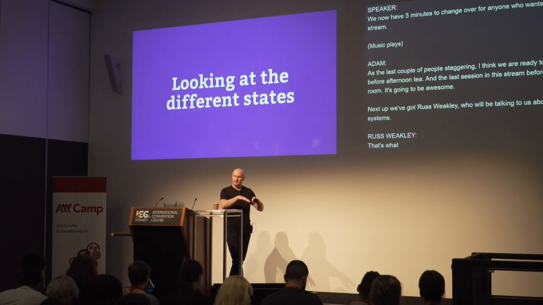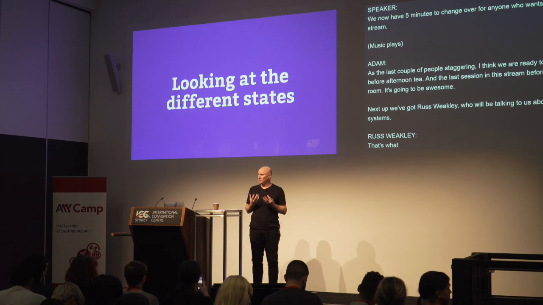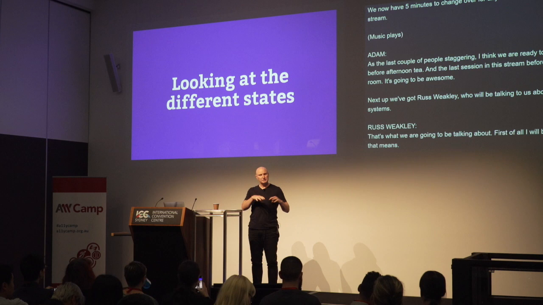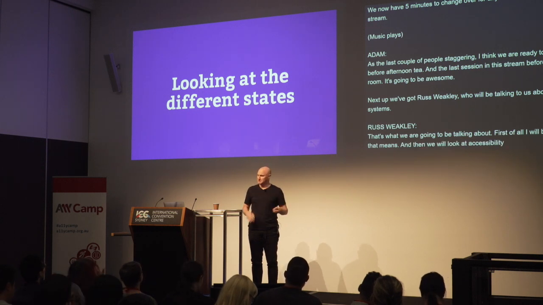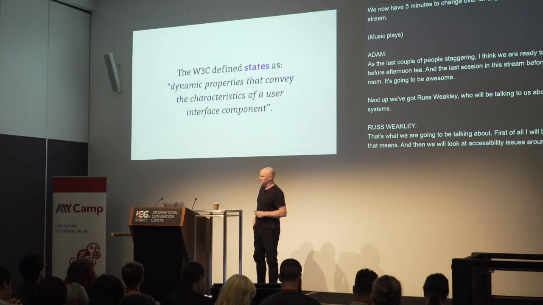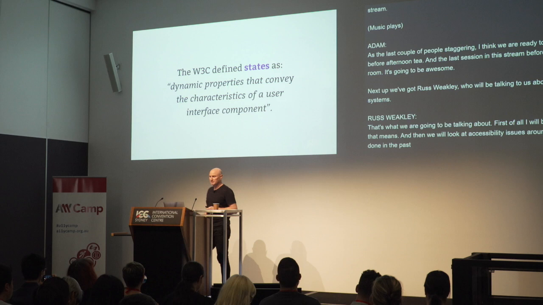First of all, I'm going to be looking at the different states. I'm going to be talking about what that means. And then we're going to look at some accessibility issues around it. And then talk about how, in the past, I've systemized them in various design systems and component libraries. Sound like a plan?